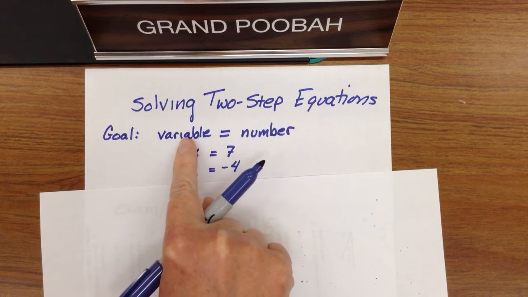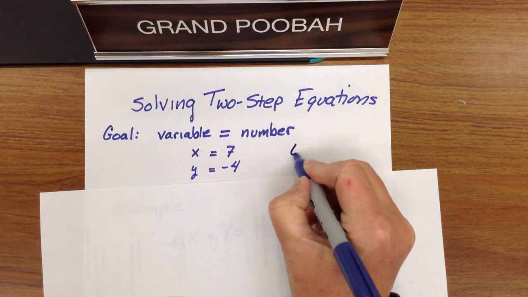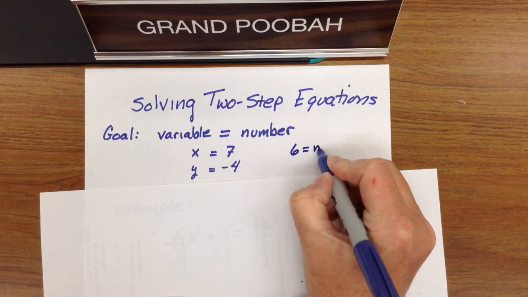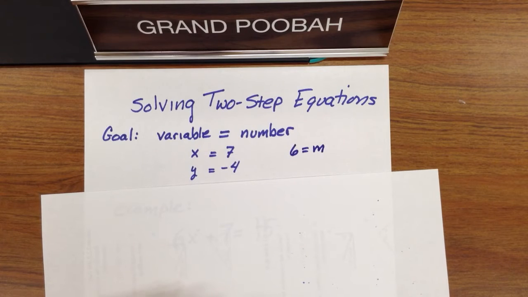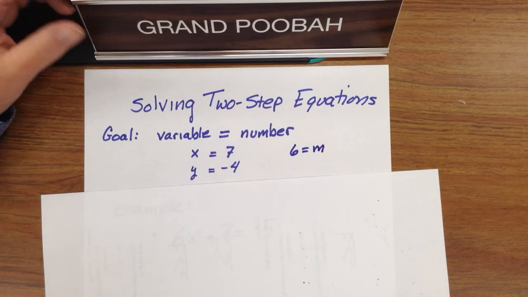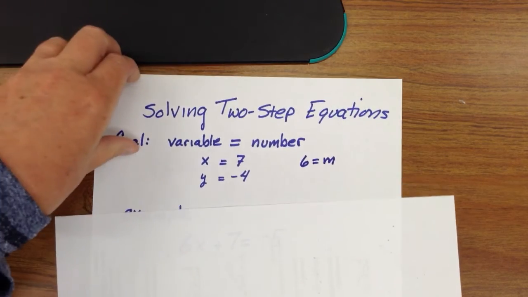It may be that the variable and number flip sides. You might end up with something like 6 equals m. That would also be a solved equation where you have solved a two-step equation. That's where you want to end up. So let's look at an example together. Let's walk through it and we'll do the steps. It'll be fun. Here we go. Here's my first example.